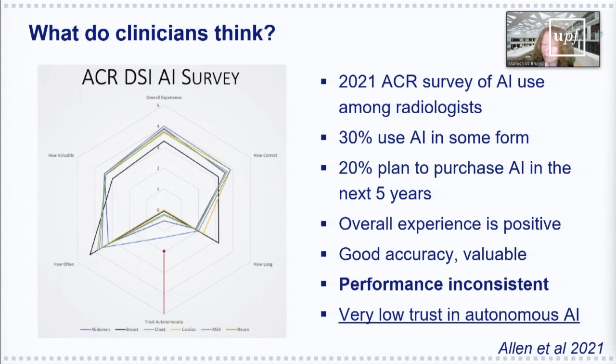However, a problem is that performance was inconsistent. The current models are not robust enough. They don't generalize well to all kinds of samples. Also, and probably because of that, there's little trust in autonomous AI systems.